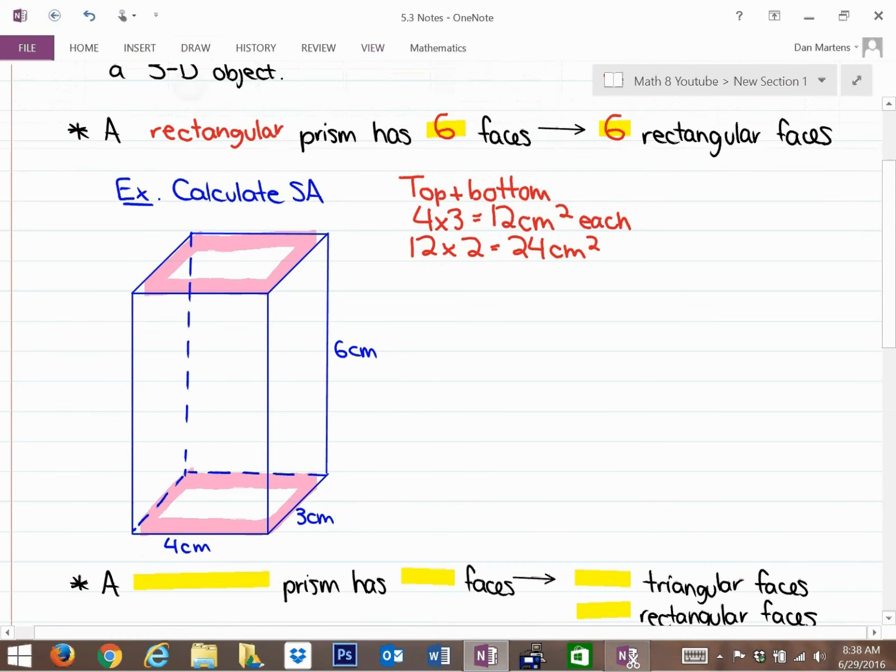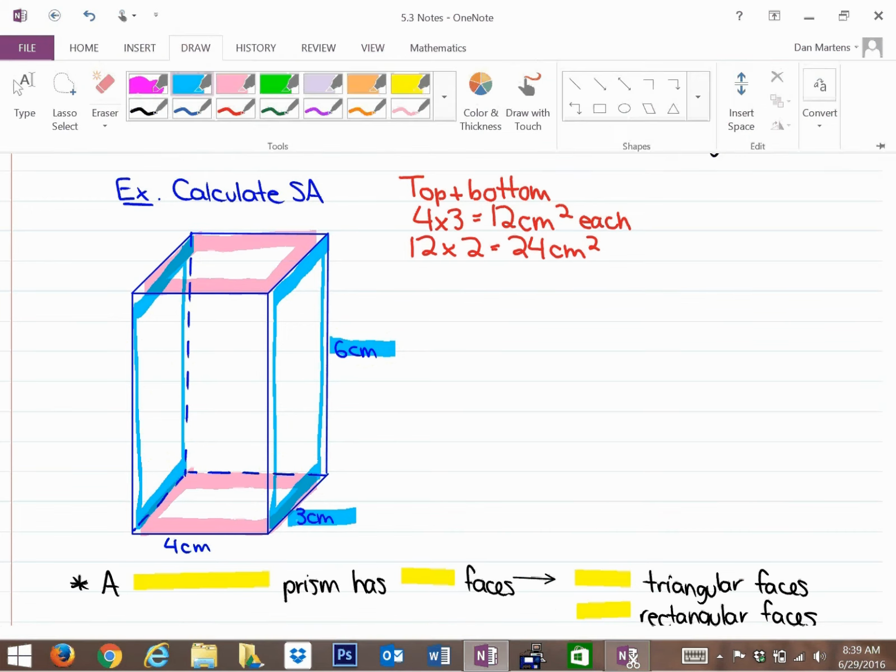Now in blue, what I'm going to highlight here is the right side. If you look at the dimensions on this right side, the area of that side, if you were to picture it as a rectangle, is 6 times 3. The other face that has the exact same area is the left side. Each of them has an area of 6 times 3. So let me show the work for that.